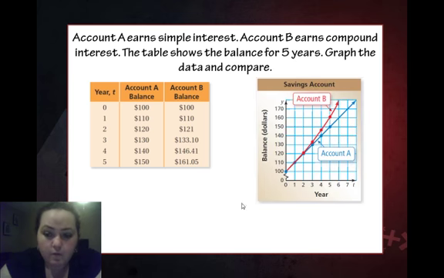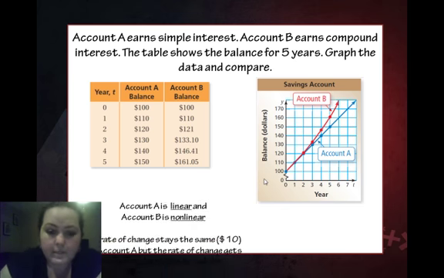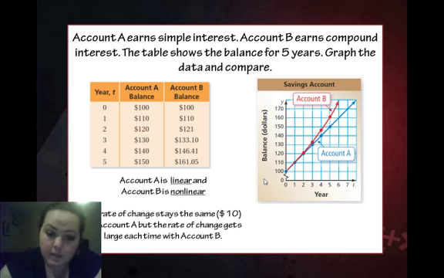If you made a graph, you would see, hopefully you would notice that account A has a straight line and account B has more of a curved line. That means that account A is linear and account B is nonlinear. And if you look at A, the rate of change is constant. It stays the same. Every single time the account is increasing by $10. So each year they earn $10 more than last year. But with account B, you're earning $10 or more each year.